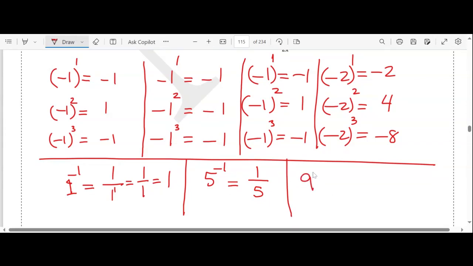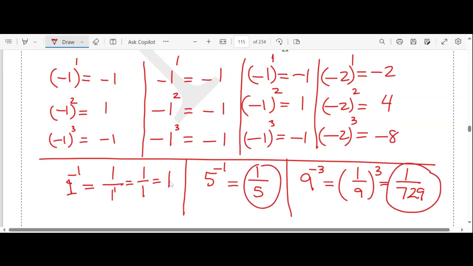If I have 9 to the power of -3, what's the answer? 1 over 9 to the power of what? 3. Okay. Which is how much? 1 over 729. Is this clear? No. Yes? Now let's take examples.